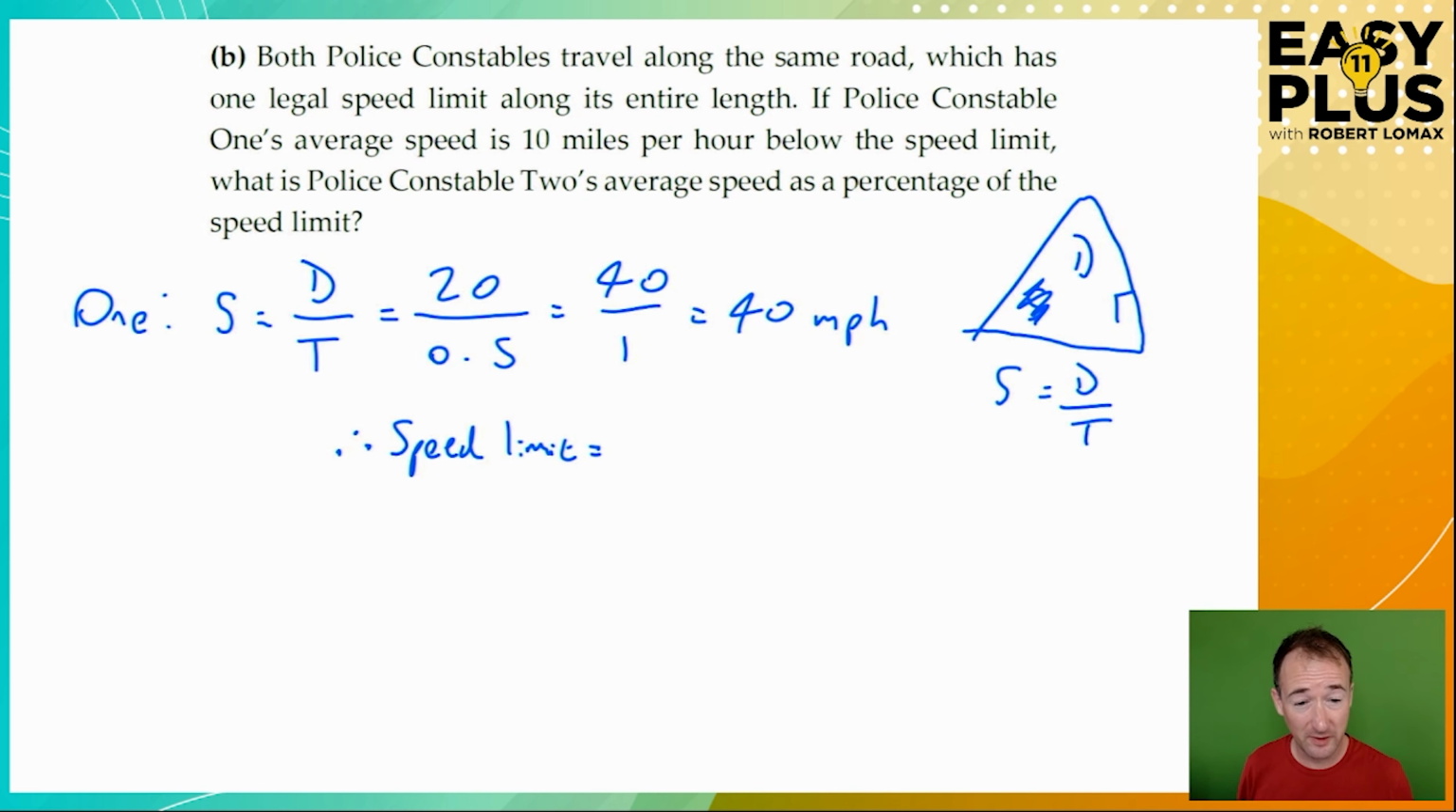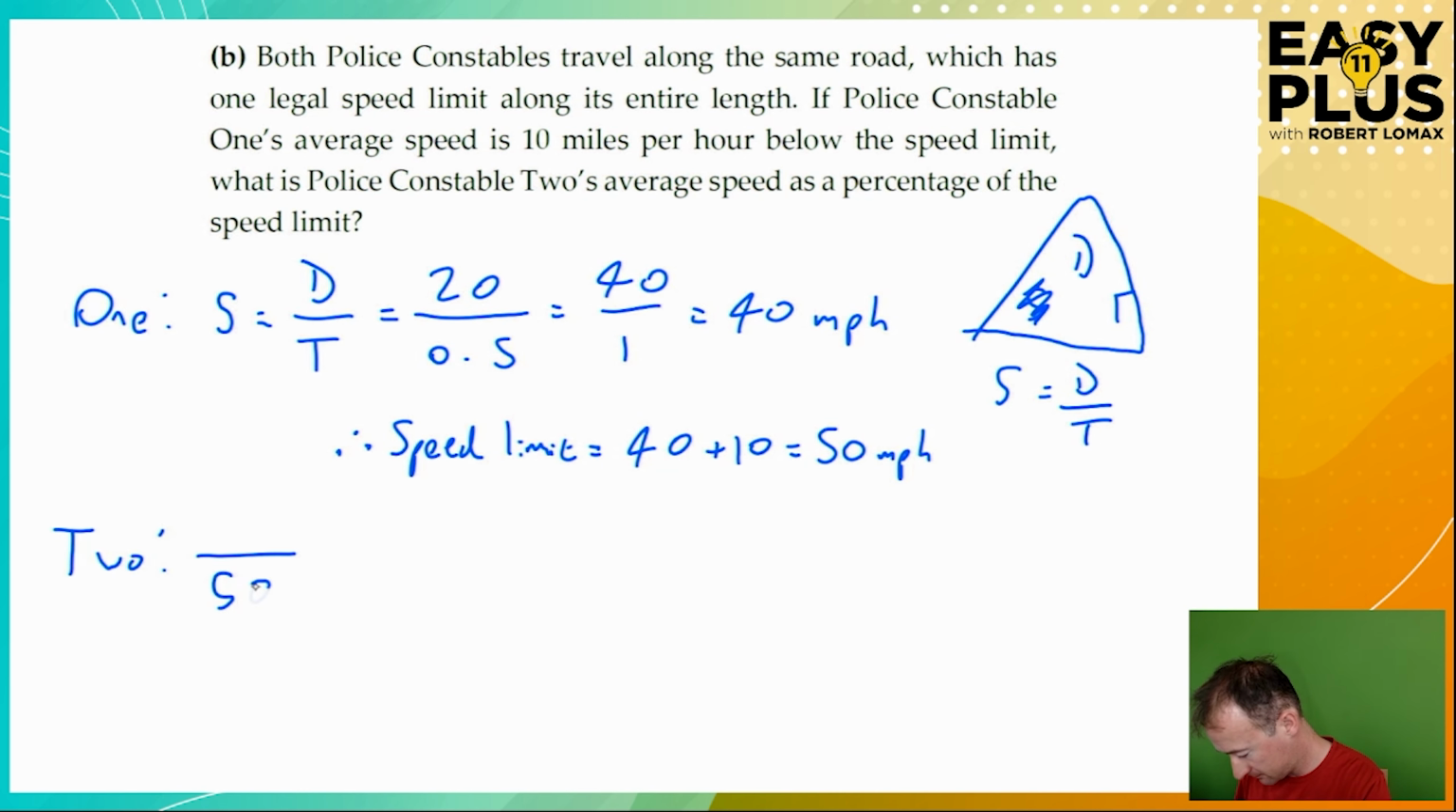We know that the speed limit is 10 miles an hour more than Constable 1's average speed. So the speed limit must be 50 miles an hour. These little dots here in a triangle are just a symbol that I use to mean therefore. Now we need to find Constable 2's average speed as a percentage of the speed limit. As a percentage of is a kind of out of, in other words, divided by. So it's something divided by the speed limit.